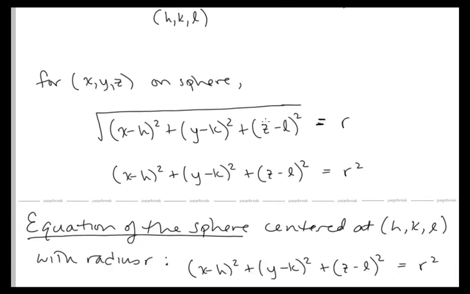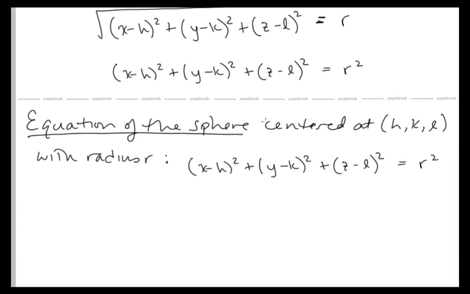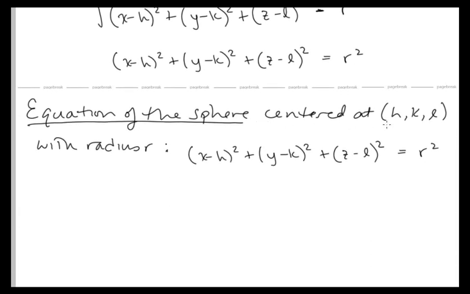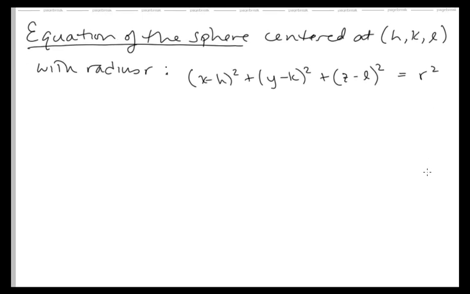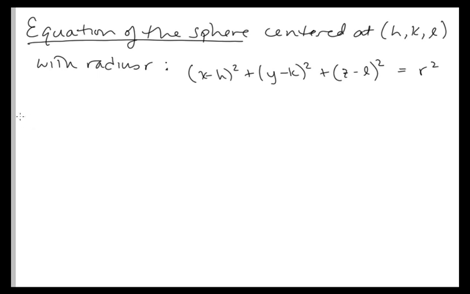So I'm just going to rewrite that over for completion. The equation of the sphere centered at (h, k, l) with radius r is (x minus h) squared plus (y minus k) squared plus (z minus l) squared is equal to r squared. So let's take a look at an example.